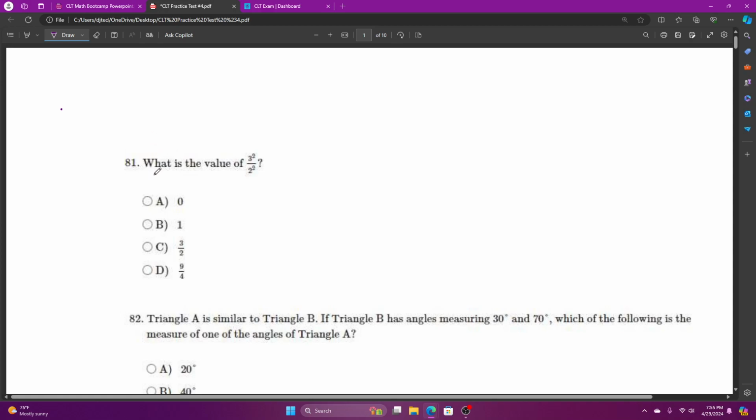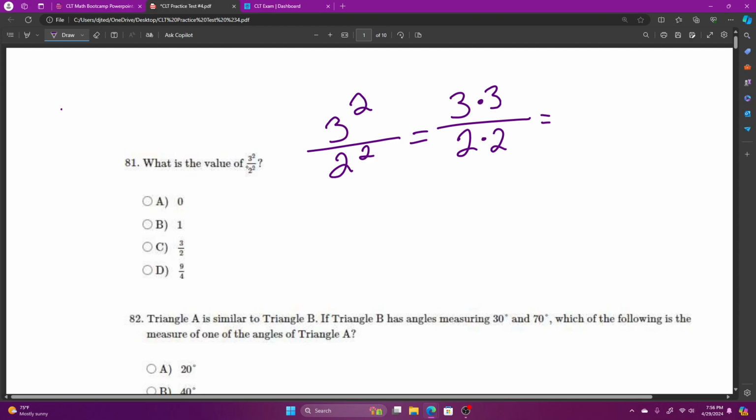Let's take a look. What is the value of 3 squared over 2 squared? So what does that mean? What does 3 squared mean? 3 to the power of 2 means 3 times 3, over 2 to the power of 2, 2 times 2. On the numerator, on the top, 3 times 3. On the denominator, 2 times 2. We are already at our answer.